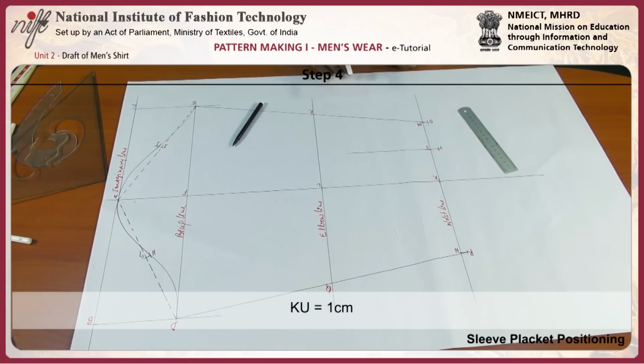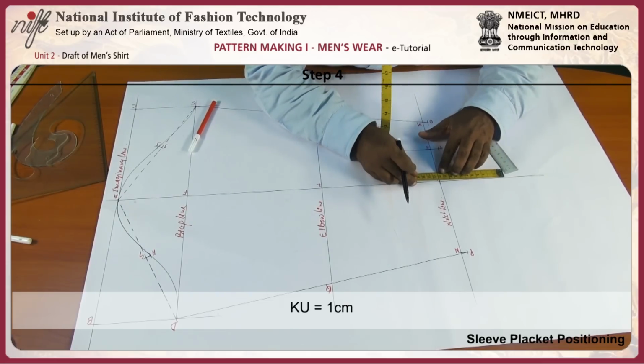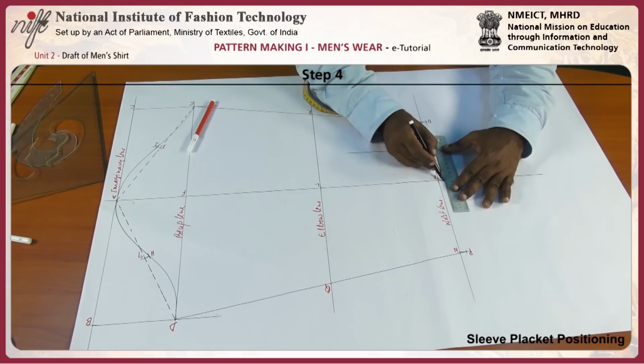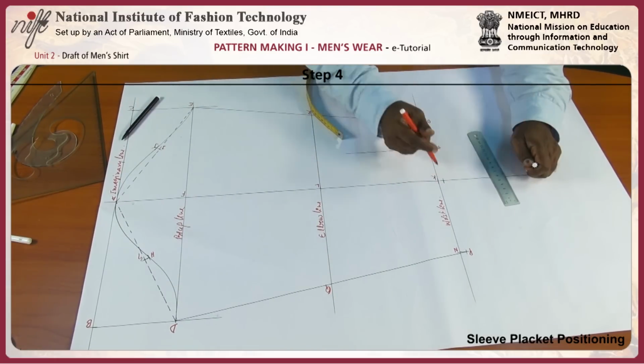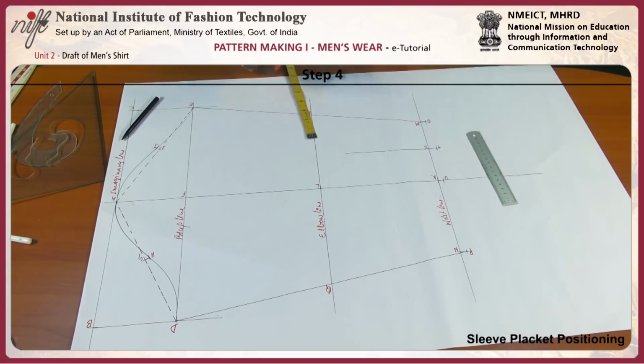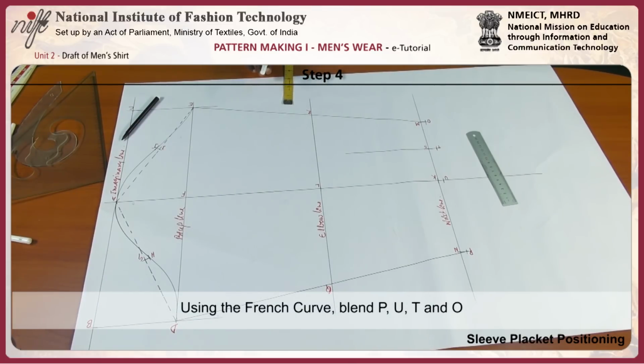K to U is 1 centimeter. Now blend points P, U, T and O using a curve vary as shown in the figure.